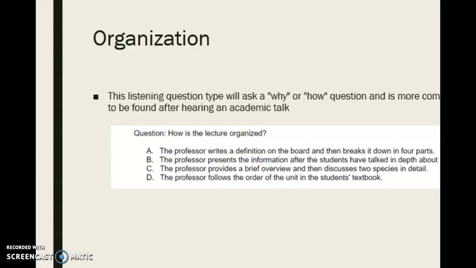Organization. This listening question type will ask a why or how question and is more common to be found after hearing an academic talk. You are expected to understand how the passage is organized, why it is presented to you in a certain way. Sometimes the question will ask why something was included in the talk.